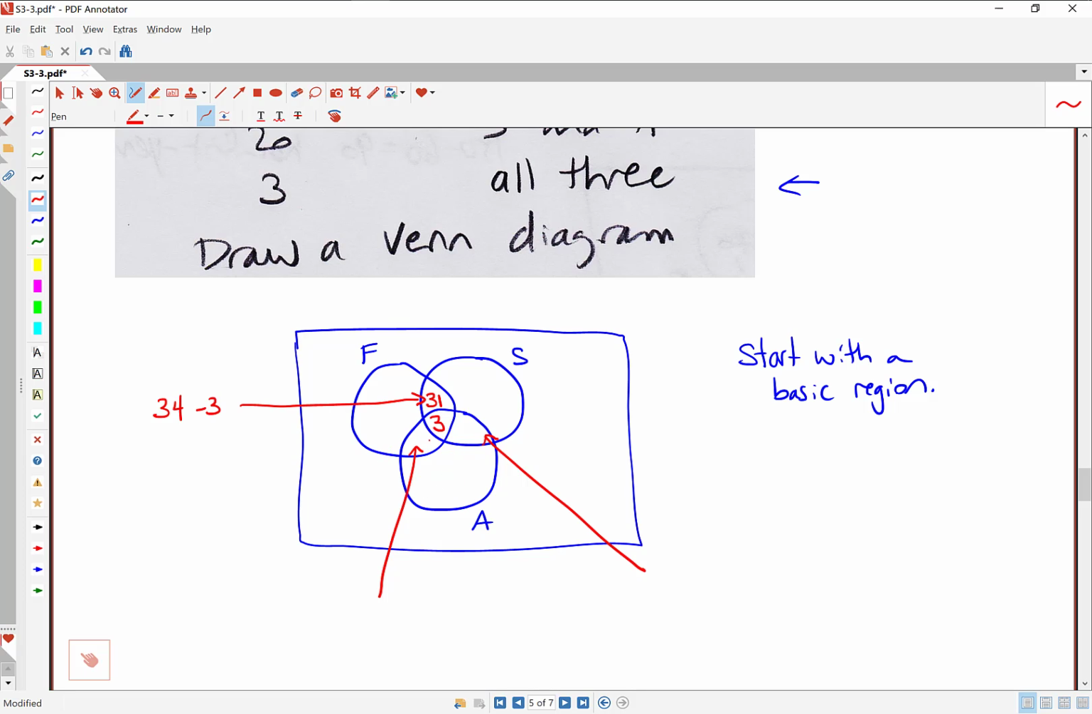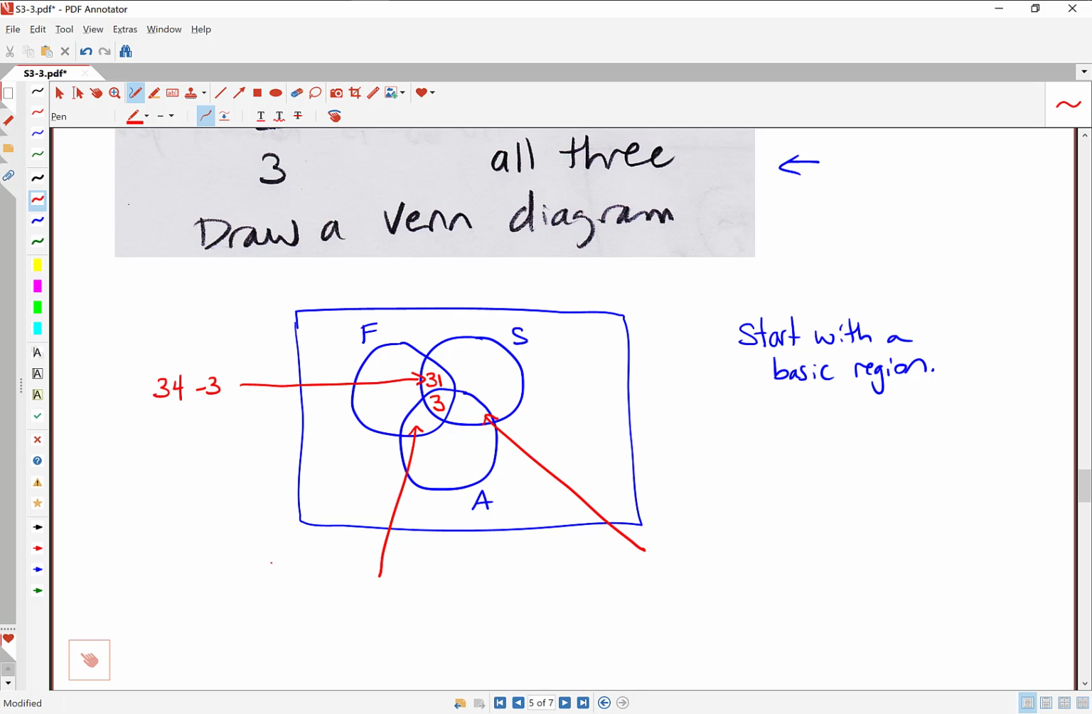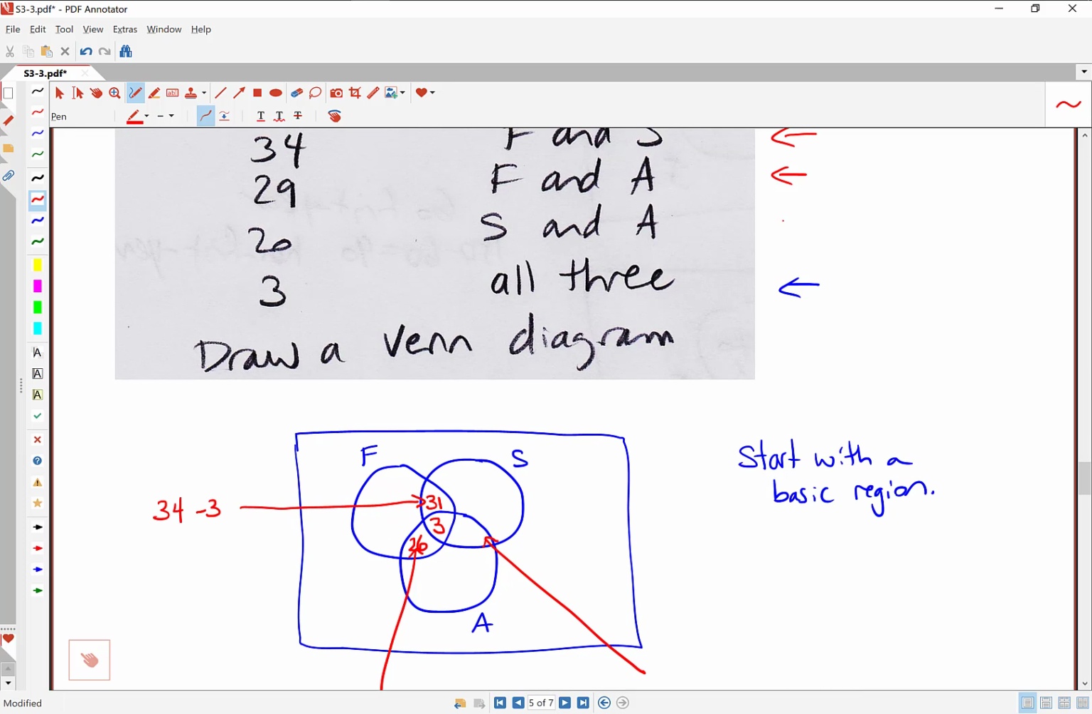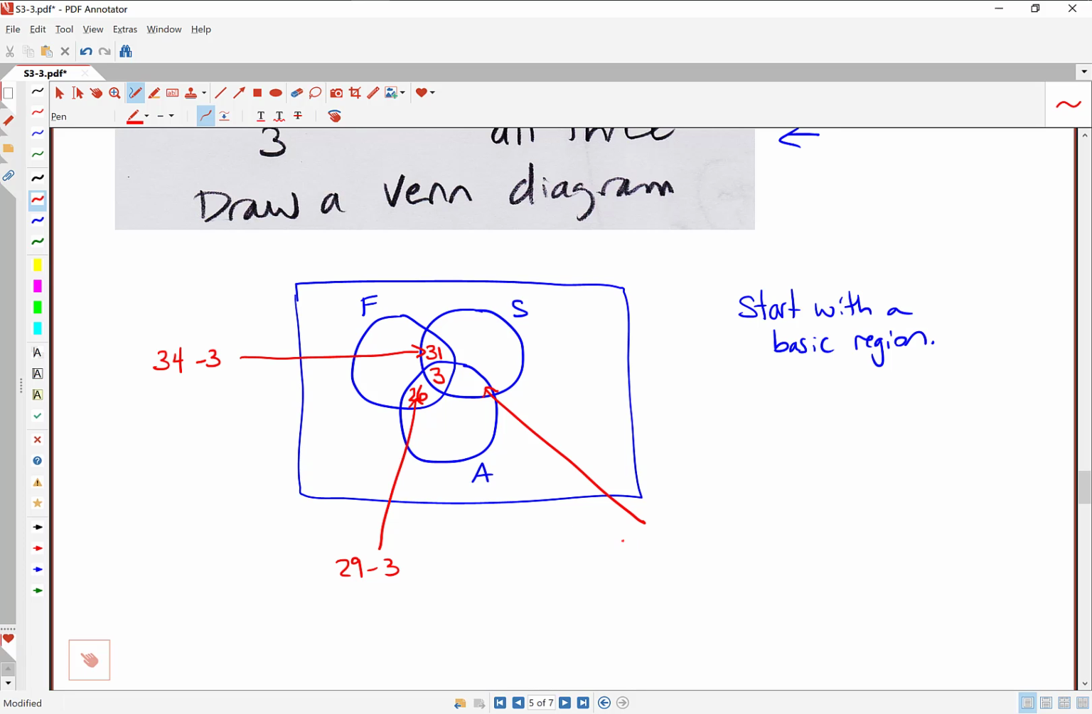Okay, let's think about French and Arabic. We've got 29 employees who speak French and Arabic. So if we go 29 minus the 3 that we've already got accounted for in the middle, that's going to be 26. And then if we look at Arabic and Spanish, or Spanish and Arabic, it's 20 in total. So if we go 20 minus the 3 that we've already accounted for, we get 17. Good, so at this point we're halfway done. We've got 4 out of the 8 numbers filled in.